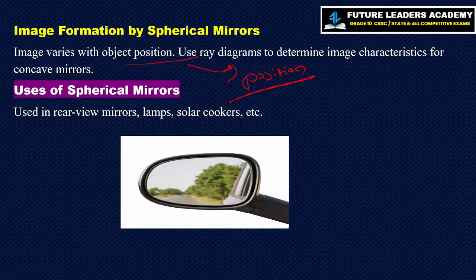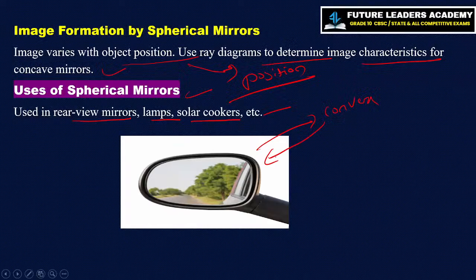Okay? Then use a ray diagram to determine image characteristics for concave mirrors. So whichever image diagrams I have shown before, you can use those to understand. The uses of the spherical mirror are in rear view mirrors, solar cookers, etc. Here, a convex mirror is used as the rear view mirror.